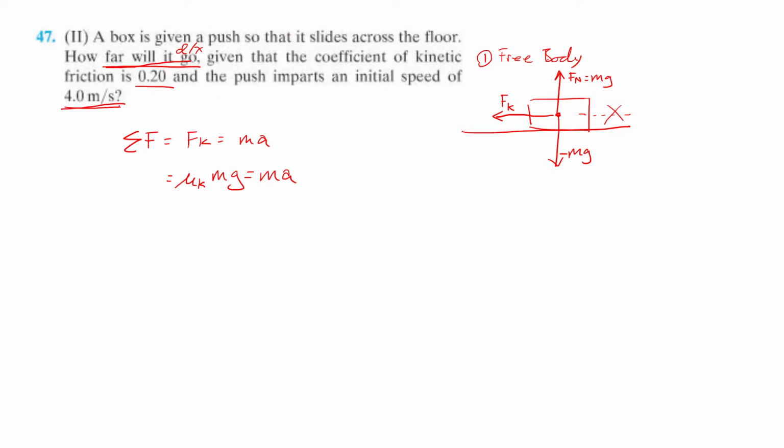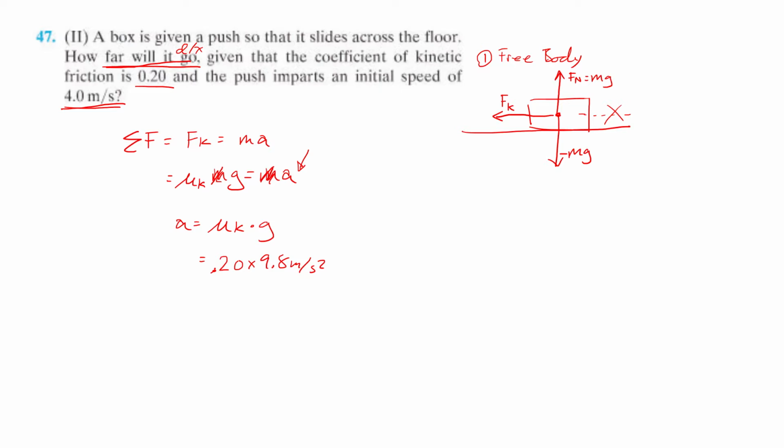And because we want to know the distance, how far will it go, it gave us a speed. I'm thinking we need a kinematics equation. So the closest thing to kinematics is acceleration. So let's solve for acceleration. Thankfully, the masses cancel. So good, feels great, no mass. So we know that acceleration is equal to the friction coefficient times g. So this is equal to 0.20 times 9.8 meters per second squared. So let's punch that in.